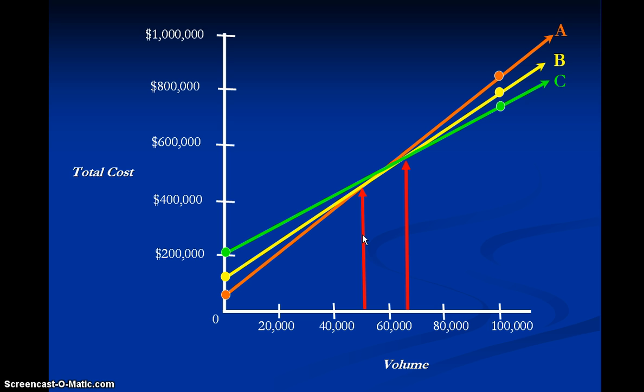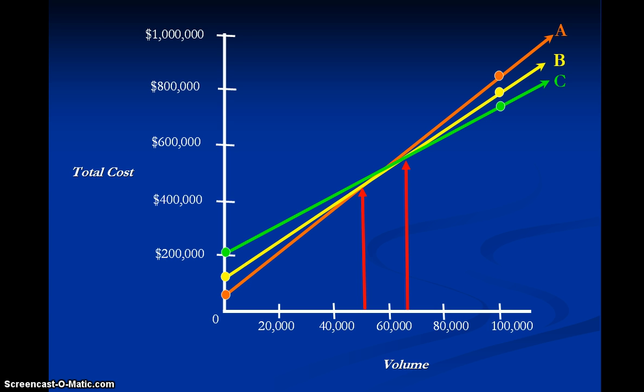So what we're going to do is, for each of these two intersection points, the first one is where the yellow line and the orange line, that's processes A and B, intersect. We're going to set those equal to each other and find the break-even quantity. And then the second one, just past the 60,000, is where the yellow and green lines intersect. So we'll find that intersection point as well.